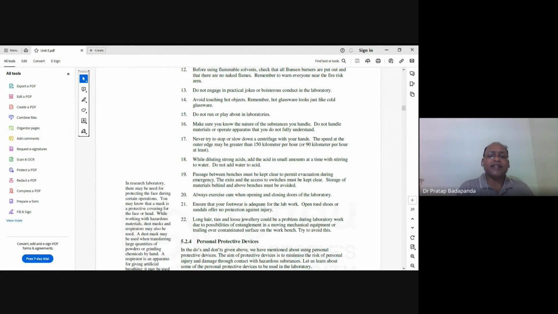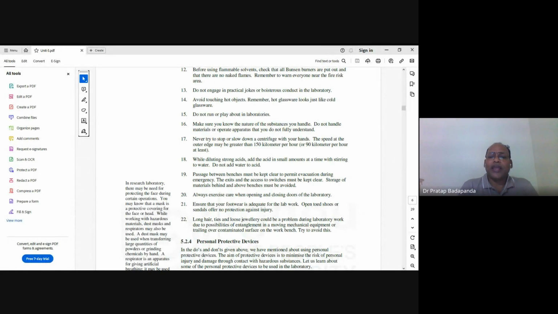Long hair and ties are not allowed. You have to properly knot your long hair. You should not wear ties or any open clothes, so it is not allowed. Simple tight clothes are essential. That's why we are using our lab coats.